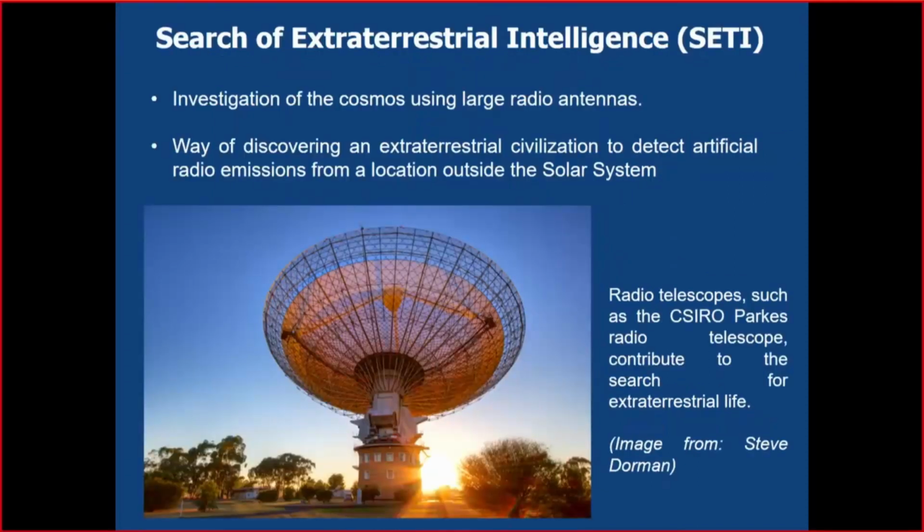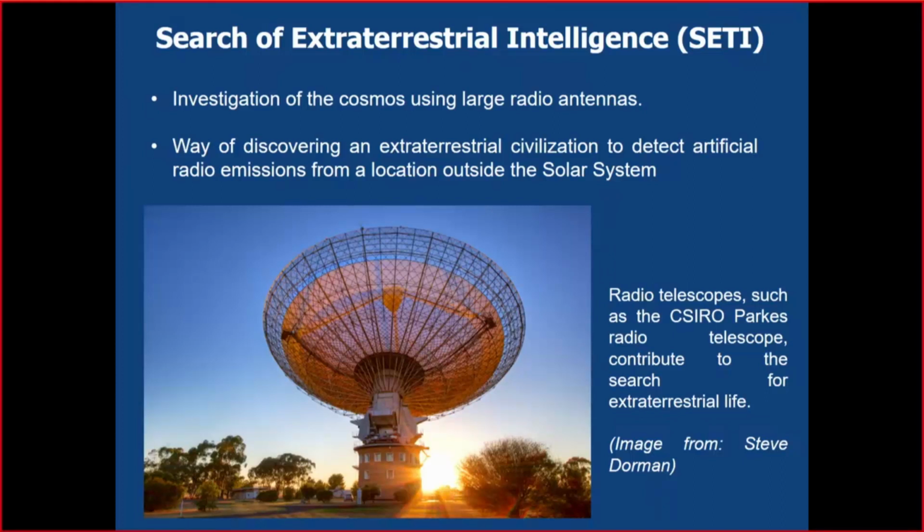People also try to find sources of life using radio telescopes. The program is called Search for Extraterrestrial Intelligence, SETI. What one does is investigate the cosmos using large radio telescopes. There are big antennas with which you see in radio waves, a way of discovering an artificial extraterrestrial civilization by detecting artificial radio emission from a location outside the solar system.